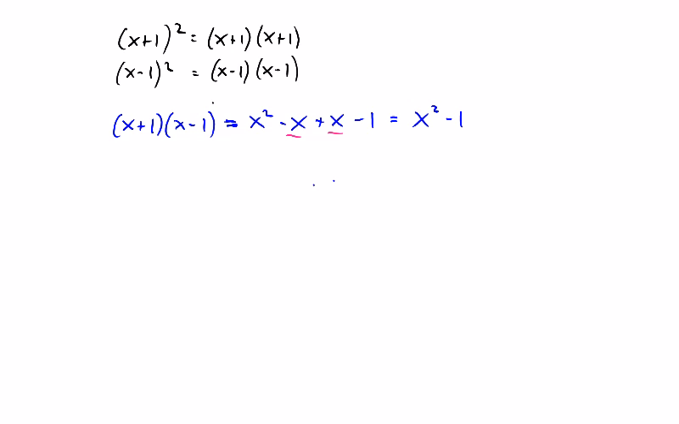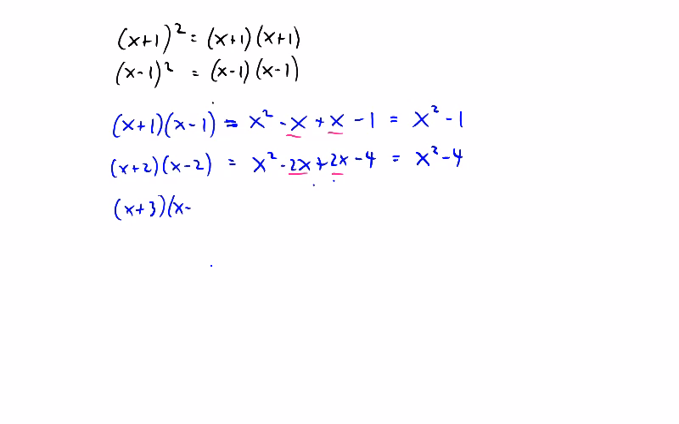If we do the same thing with x plus 2 times x minus 2, we have x squared minus 2x plus 2x minus 4, which simplifies down to x squared minus 4. Once again, the middle terms end up adding to 0. If we do the same thing for x plus 3 times x minus 3, we get x squared minus 3x plus 3x minus 9, which simplifies to x squared minus 9.